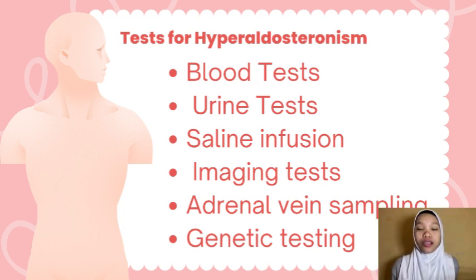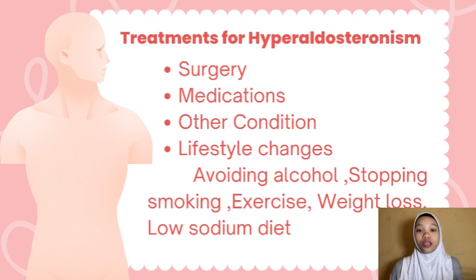So next test is the adrenal vein sampling. So your doctor may use this test if the imaging tests aren't very clear. So this is usually done to find out if the problem affects one or both adrenal glands, and it is also done before surgery. So the next is the genetic testing. So this test look at your genes. If you are younger than 20 years old and have a family history of this condition, then your doctor might order genetic testing. So next is the treatments for hyperaldosteronism.